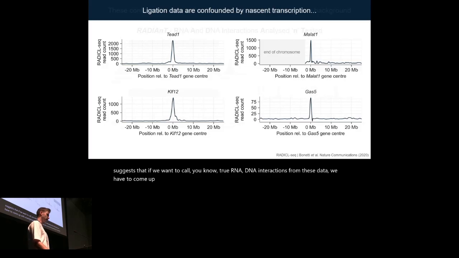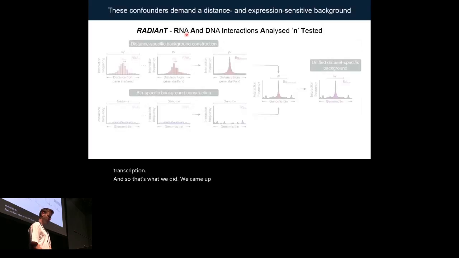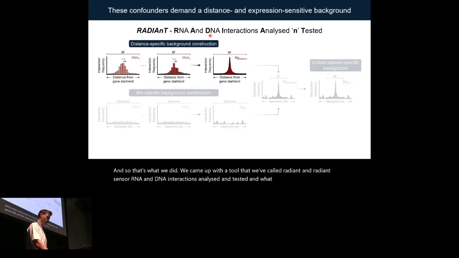And so that's what we did. We came up with a tool that we've called RADIANT, and RADIANT stands for RNA and DNA interactions analyzed and tested. And what that does is essentially what I've just been speaking about. We take every RNA that's in the data set, we look in a window around the locus of the RNA, and we look at the relative interaction frequency of that RNA at given distances from its own locus.